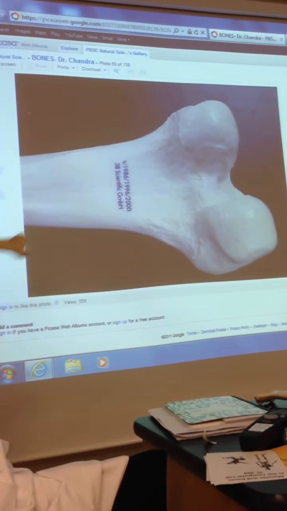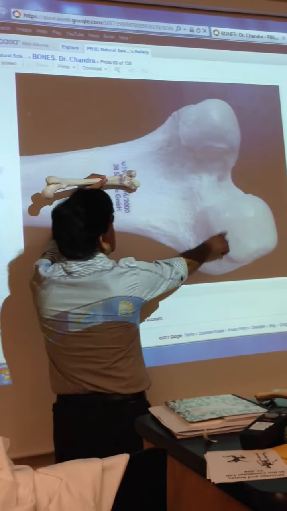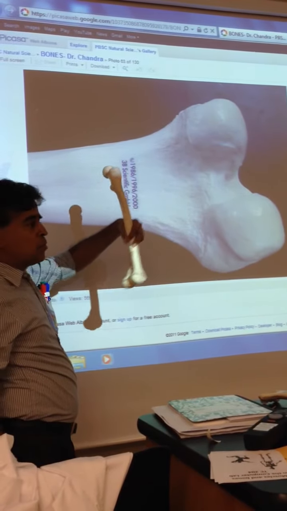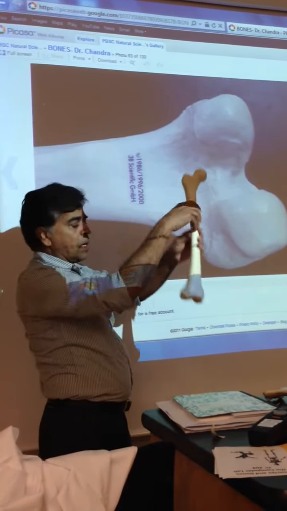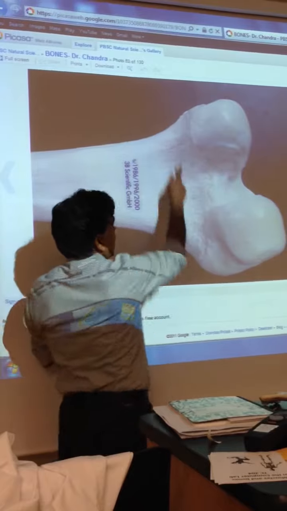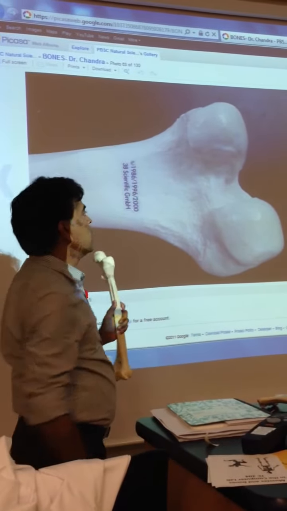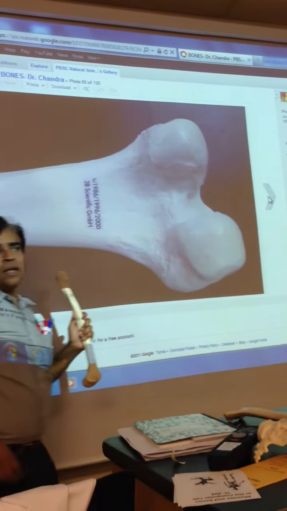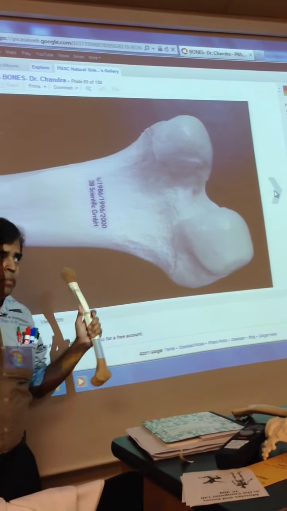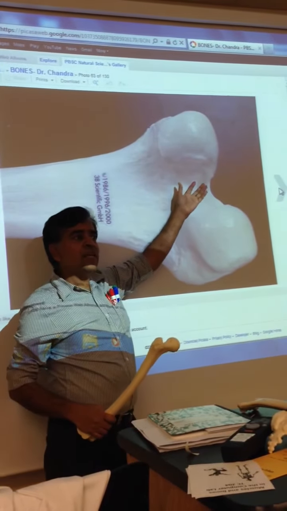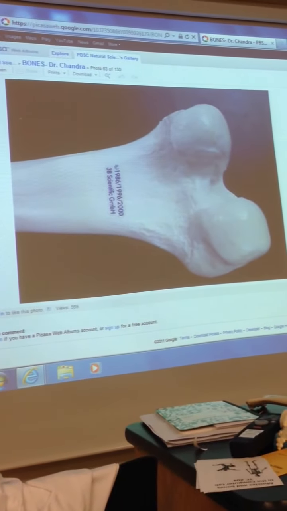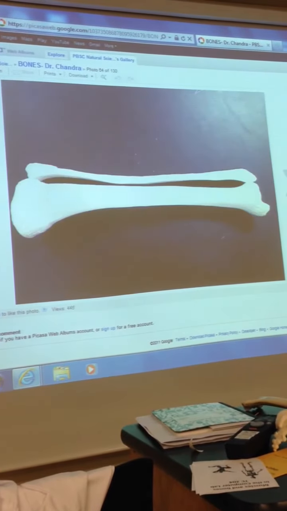At the inferior end of the bone, what do we have? The two nice condyles, medial and lateral, depending on the right or left. If this is my right femur, that will be medial and lateral. These are the epicondyles, medial and lateral. What about the cavity between the condyles? Inter, meaning between. Between the condyles, cavity, so intercondylar fossa. That's for the femur.